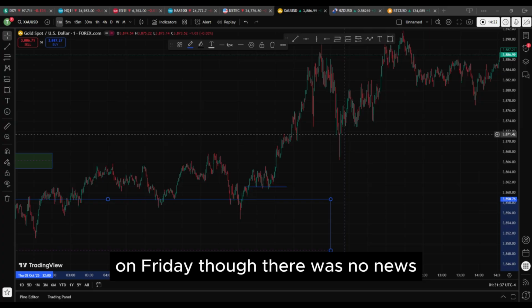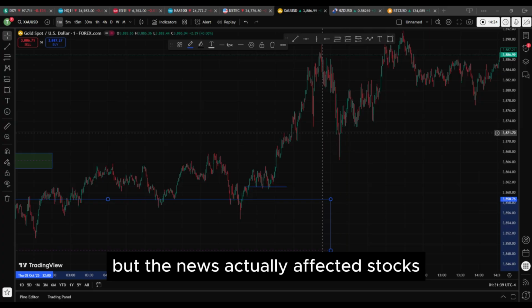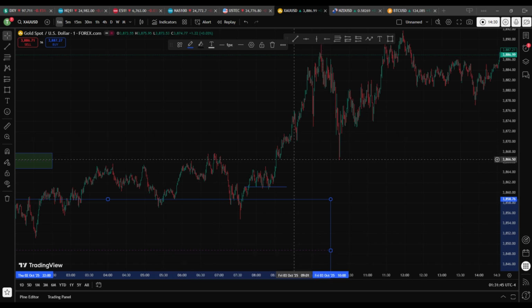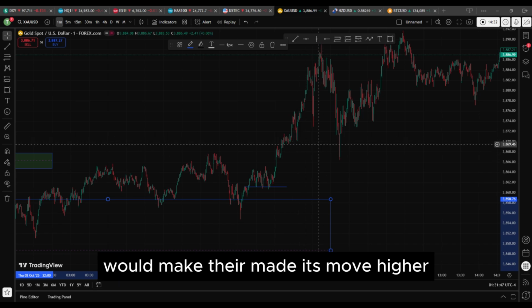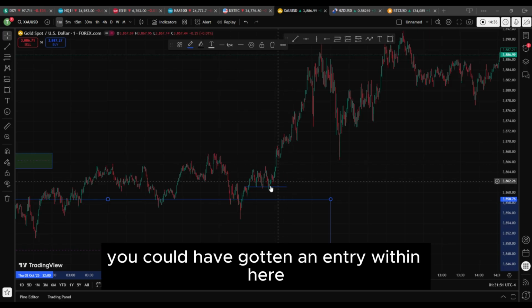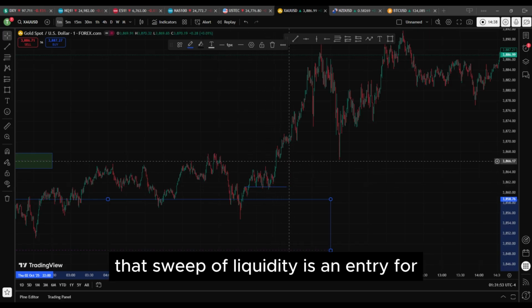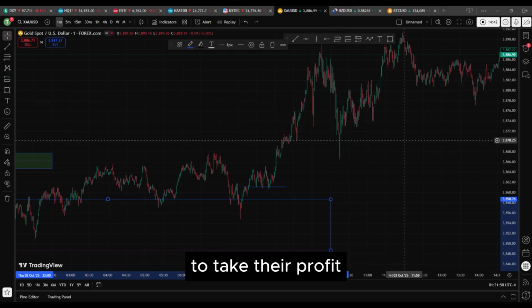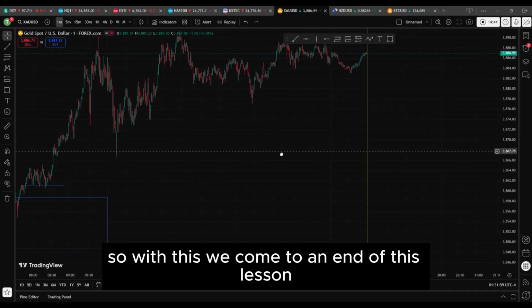Though there was no rush, this actually affected stocks, but gold seemed to move. Gold moved higher. So out of this high, you could have gotten an entry. Then here, a great sweep of liquidity is an entry for traders to take their profit. So with this, we'll come to an end of this.